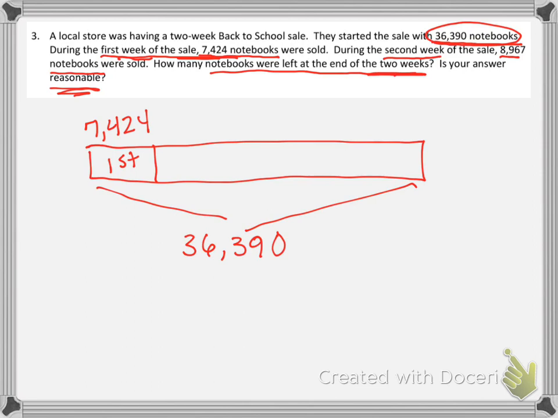And in the second week, they sold 8,967, and we do not know the rest at the end of the 2 weeks, so this is going to be what is remaining. And this is the part of the tape diagram we do not know.